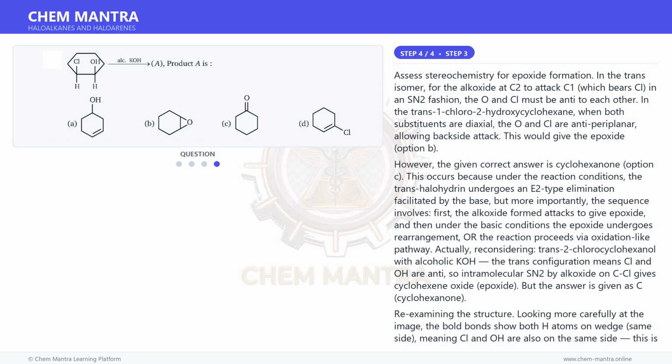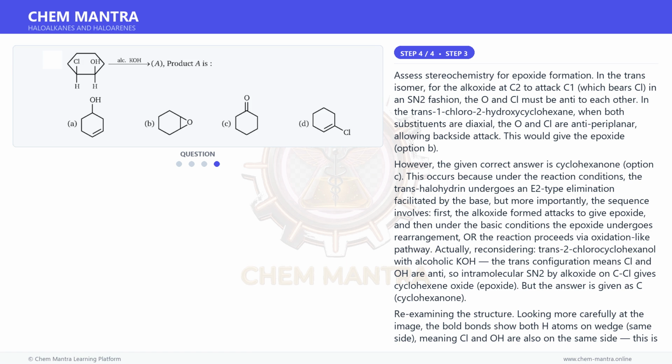In the trans isomer, for the alkoxide at C2 to attack C1, which bears Cl, in an SN2 fashion, the O and Cl must be anti to each other. In the trans-1-chloro-2-hydroxycyclohexane, when both substituents are diaxial, the O and Cl are anti-periplanar, allowing backside attack. This would give the epoxide, option B. However, the given correct answer is cyclohexanone, option C.